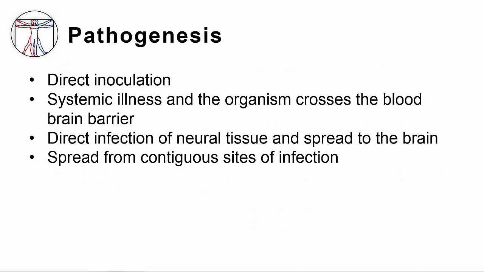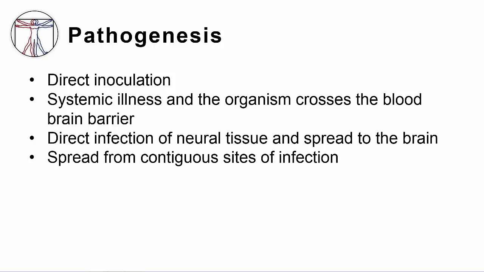And I think of four main ways that patients develop meningitis or encephalitis. The first way is through direct inoculation of organisms into the brain tissue or CSF. We see this most often after head trauma, and the infections are mostly due to bacteria.